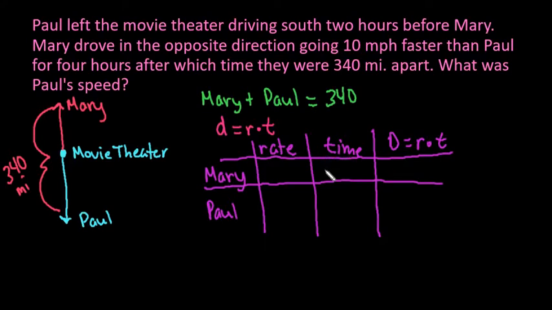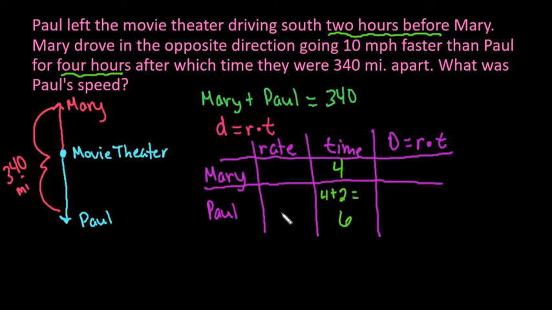With this, let's go through and pull out some information. It tells us that Paul left the movie theater driving south 2 hours before Mary, so Paul traveled for a longer time. Mary drove in the opposite direction going 10 miles per hour faster than Paul for 4 hours. Sorry, I don't know what that noise was. So Mary traveled for 4 hours. Paul left 2 hours before Mary, so that means that Paul traveled for 4 plus 2, which is 6.